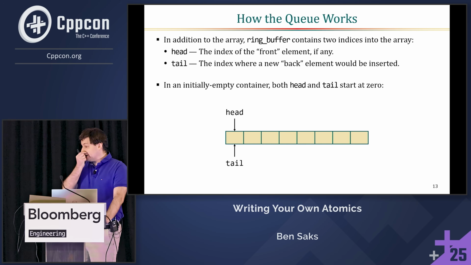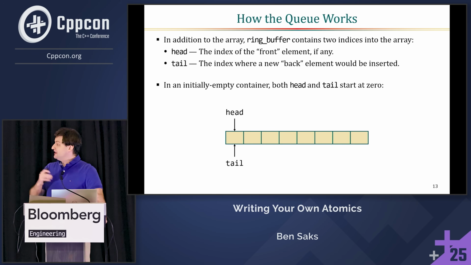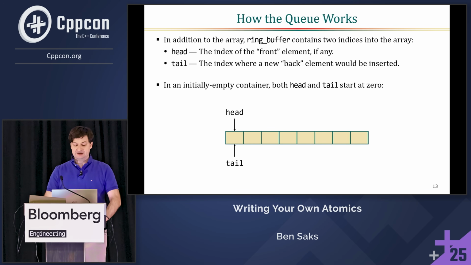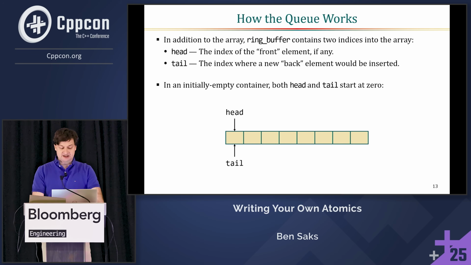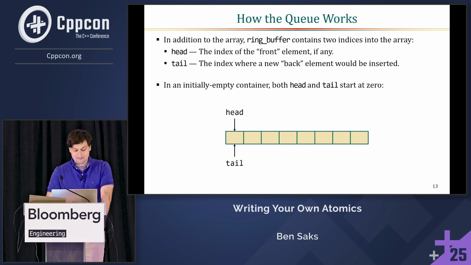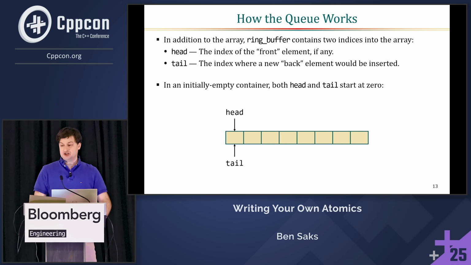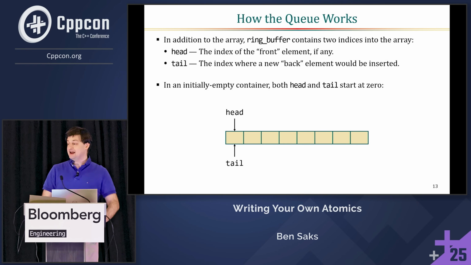So the ring buffer type contains that array, and it also contains these two indices: head, which is the index of the first element, the element at the front of the queue, and tail, which is the index where the next element will be inserted at the back. So when the container starts out, if it's empty, it looks something like this. Both head and tail are referring to location 0.